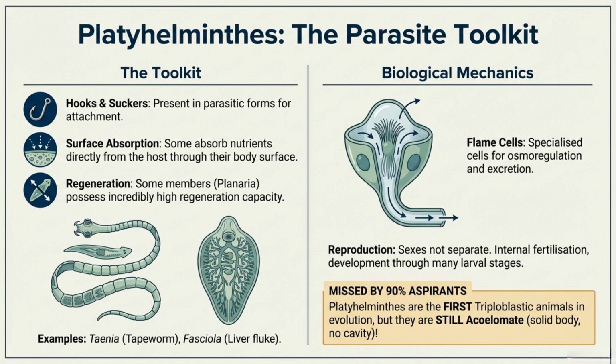Platyhelminthes are built for parasitic life. They have hooks and suckers for attachment. They can absorb nutrients directly through their body surface. Some, like Planaria, show remarkable regeneration. Their excretory system uses flame cells. Reproduction involves internal fertilization and multiple.